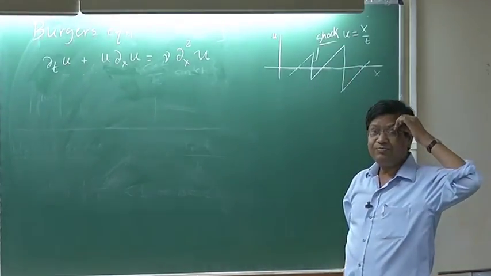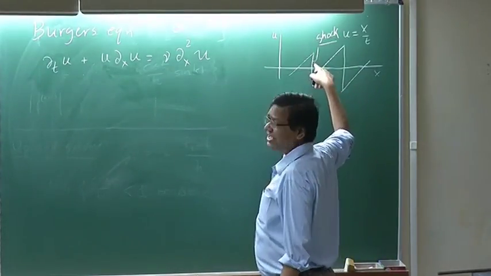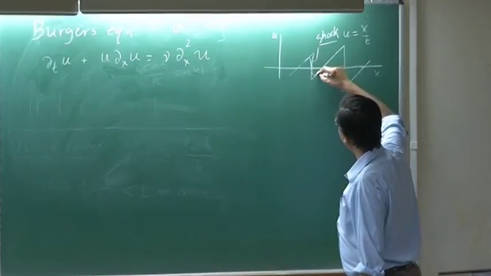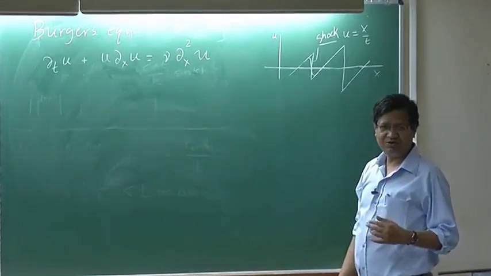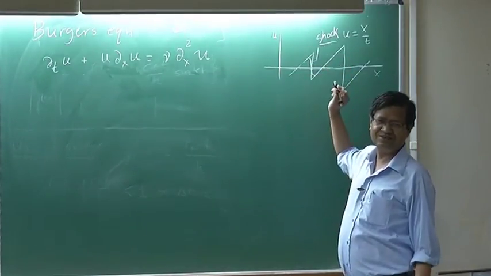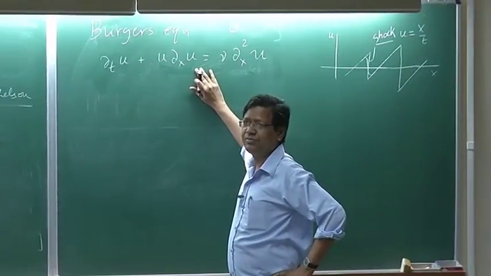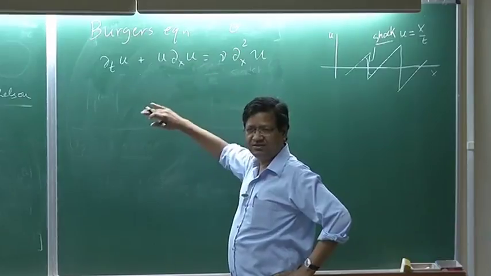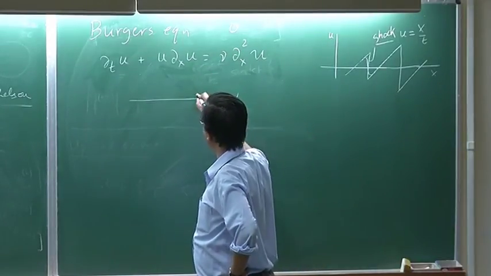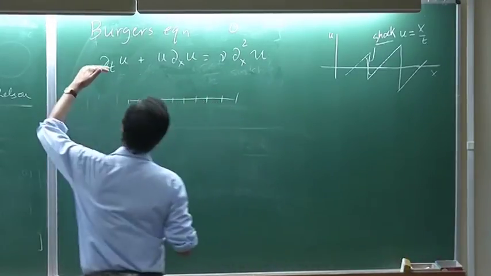Now, we can get this from here, but not quite. So numerically, if you solve, you'll get something like this. You won't get a shock because these are mathematical solutions. You'll never get that in a computer. So let's solve it in a computer. So I want to discretize it like this. Now I'll write this as an initial value problem.